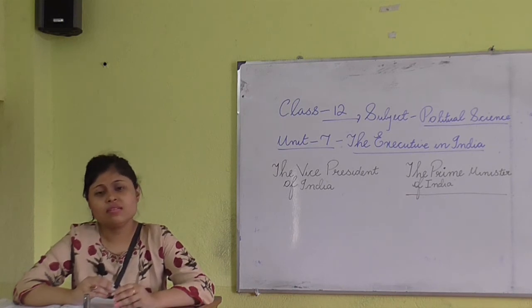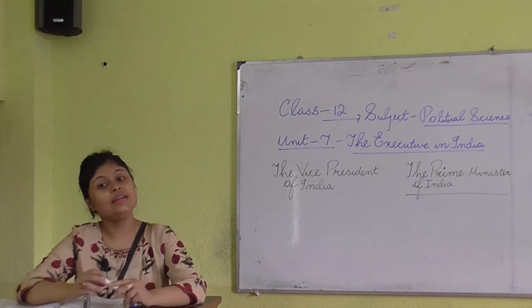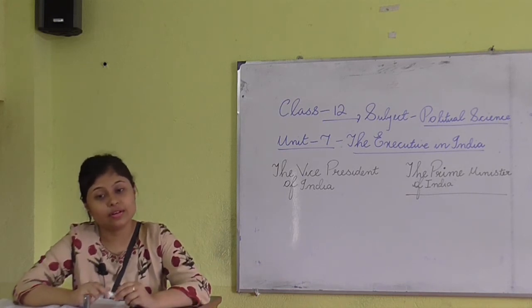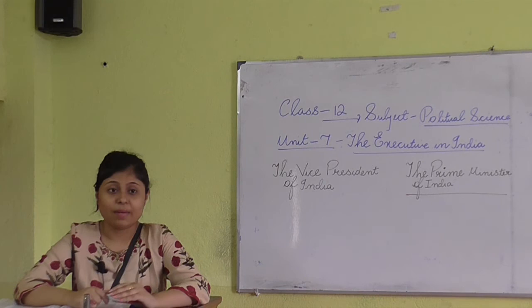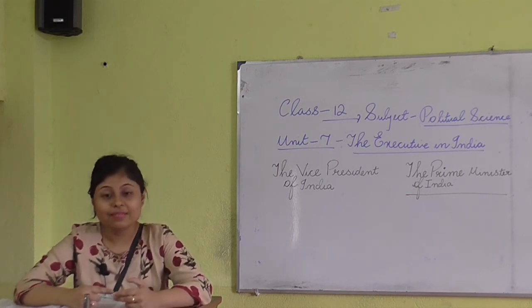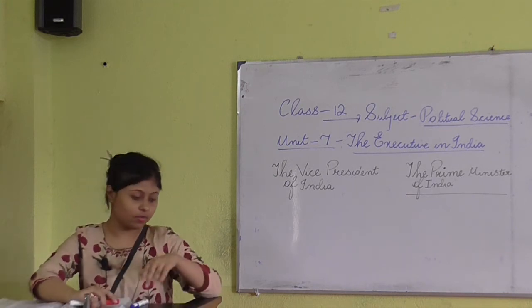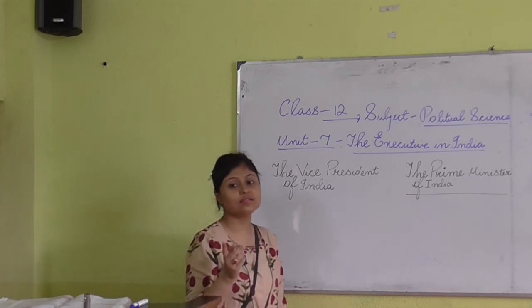So, the Prime Minister does not have any fixed term of office. He holds office as long as he gets a clear majority in the Lok Sabha. Next, we will come to the functions of the Prime Minister with respect to the Council of Ministers. We all know that there are 3 categories of ministers. What are the 3 categories of ministers?